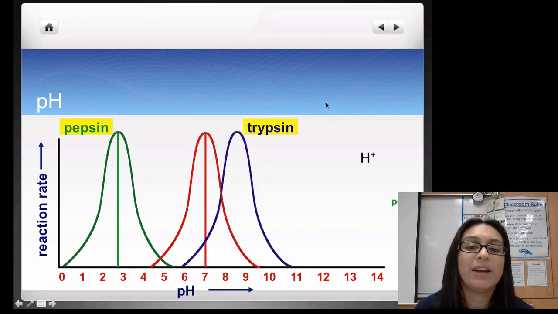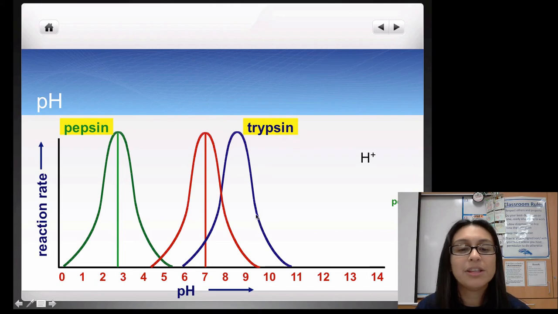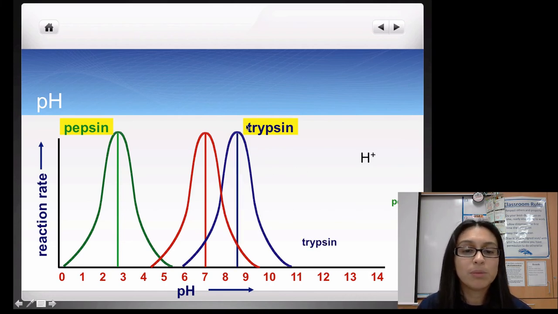Last here, we have trypsin. In this case, this is an enzyme in the human body that's found in the small intestines, and this one prefers a more basic pH. So here, its optimal pH, not temperature, my bad, is going to be a little bit below 9 here in this case.